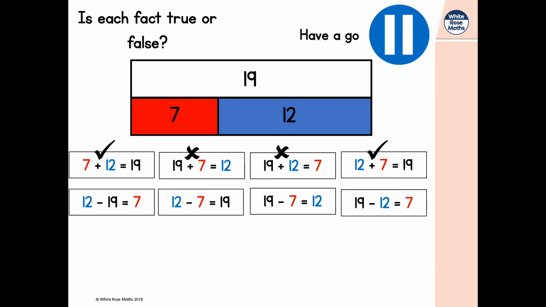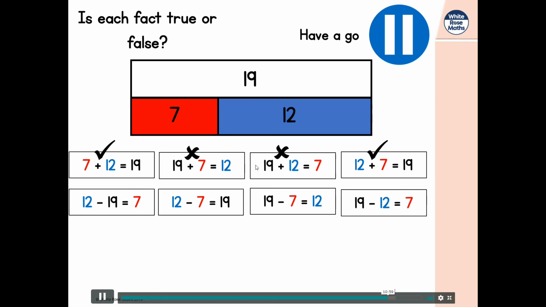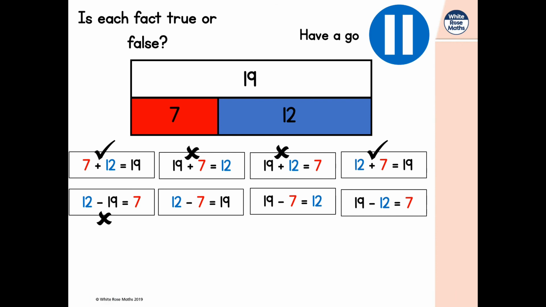Let's take a look at the subtraction questions. 12 subtract 19 equals 7. False. How about 12 subtract 7 equals 19? That's also false. But let's keep going. 19 subtract 7 equals 12. Yes, that's true. And 19 subtract 12 equals 7. Well done. That is also true.